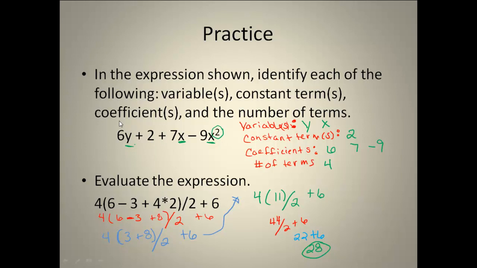Our coefficients. I have a 6 because it's attached to the y. We have a 7 that's attached to the x. And we have a negative 9. The sign goes in front. So you might go back and, well, why didn't I do that with the 7? Well, the sign in front of the 7 is a plus, which means positive, so we don't actually have to say positive 7, because if you say 7, it's just assumed to be positive. And let's see, the number of terms. There are 4 terms.